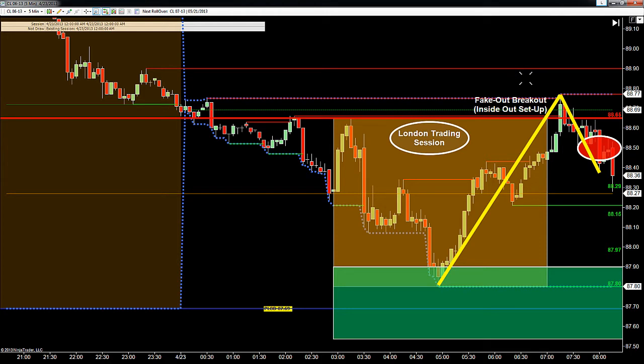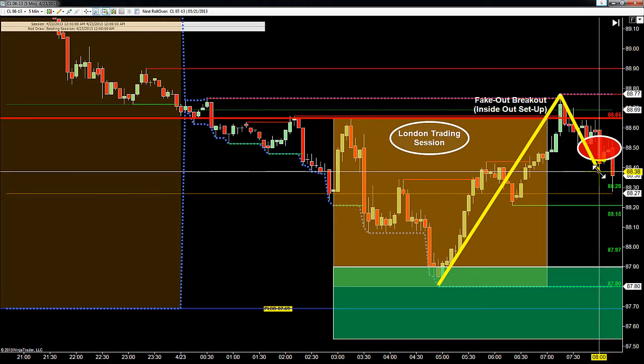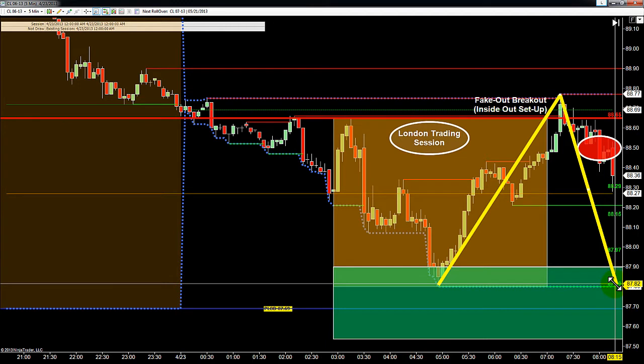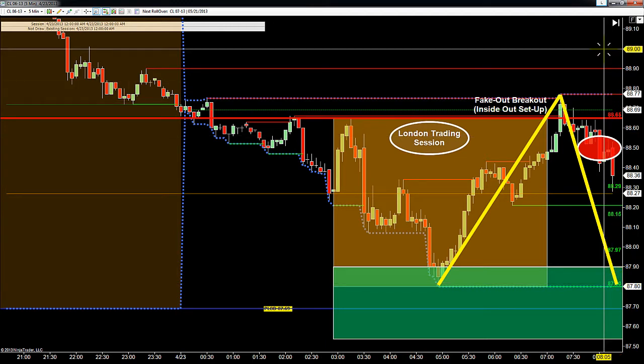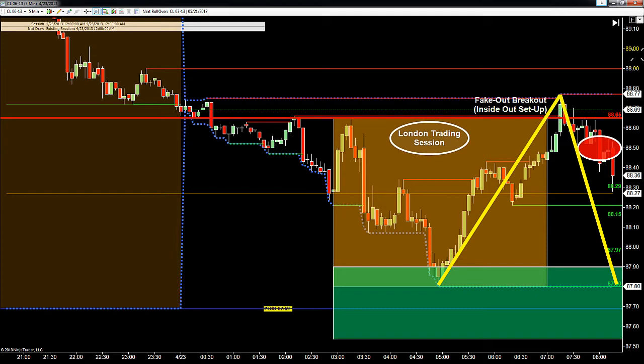Okay, it's just like it sounds, except backwards. The inside-out setup says we're going to break outside, fail, and come back down inside. And you can see that's exactly what happened. So now we know our standard fake-out breakout of the London session highs is working like a charm. It's an inside-out setup. It's confirmed along with the anchor chart. Now all I need to do is find the entry. Now, where would my target be on this, guys? Where do you think my profit target would be for this type of trade? My profit target is going to be all the way back down to the London session lows. So that was my profit target, London session lows.